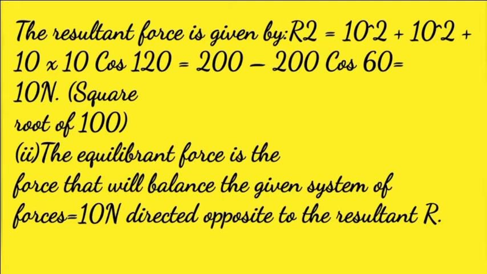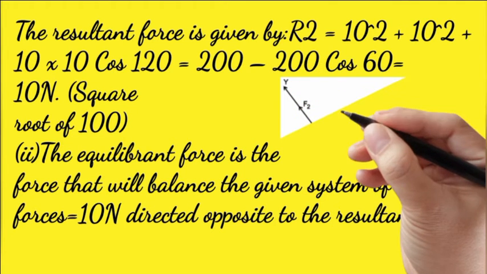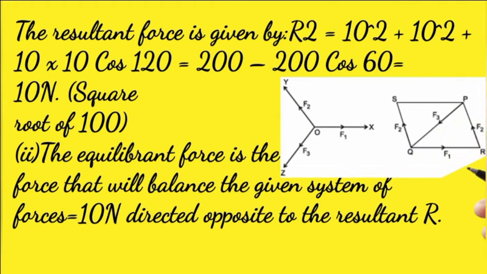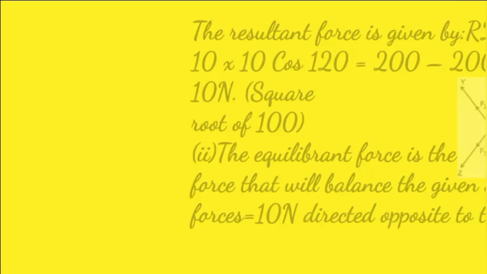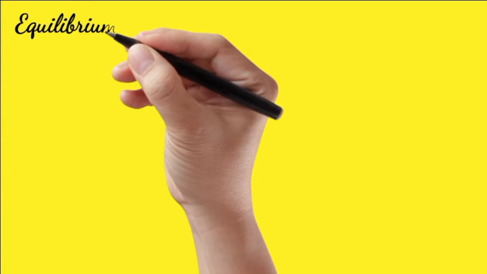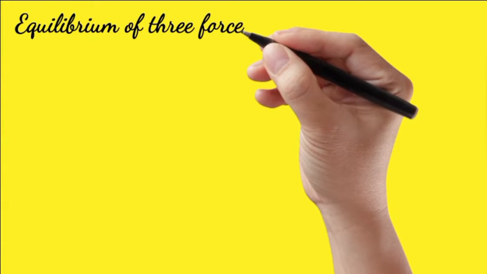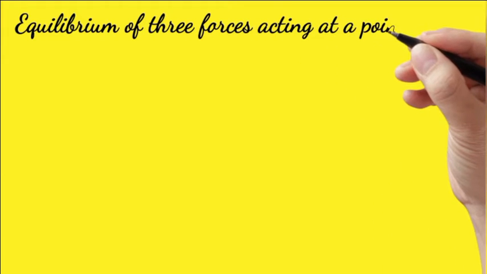So remember, cos 120 is equal to minus cos 60. So when you take the square root of 100, you will get 10. The equilibrant force is simply 10 and is equal and opposite to the resultant force.